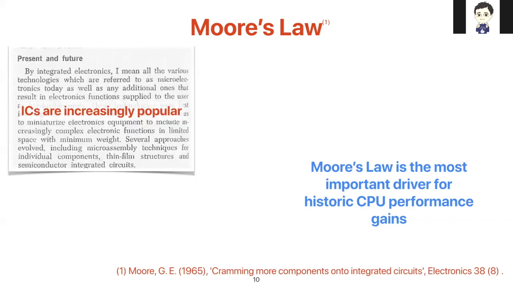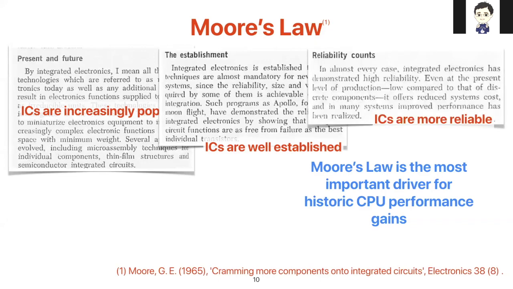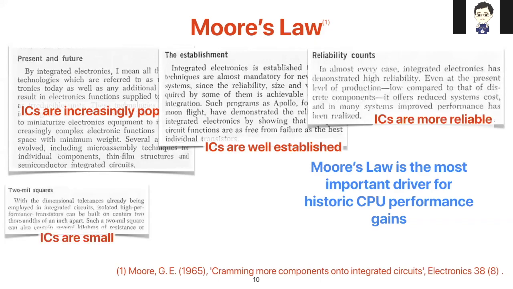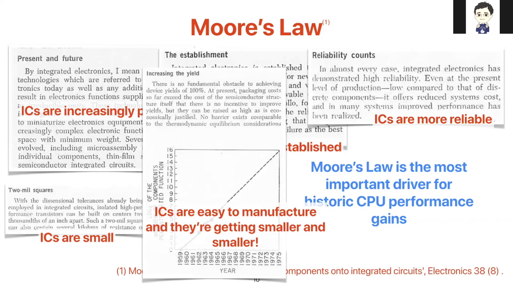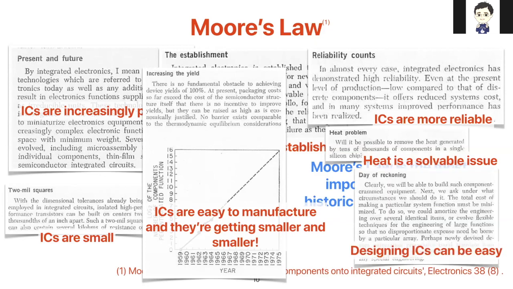First of all, what's in the paper is that integrated circuits are increasingly more popular. They are well established, reliable, and small. Finally, they are easy to manufacture and getting smaller and smaller. And heat is not an issue at this moment.